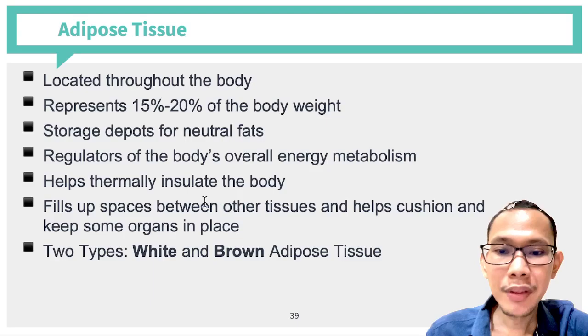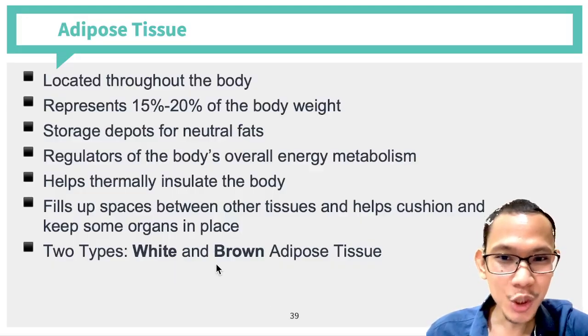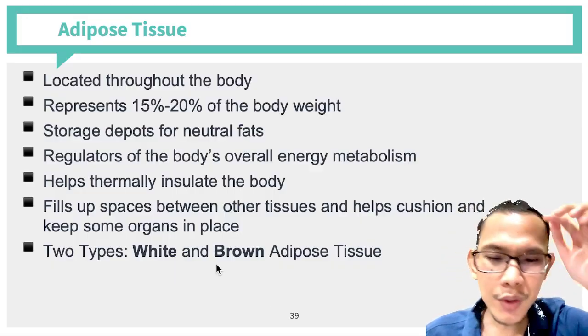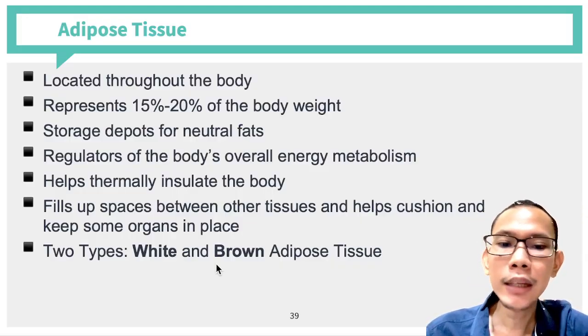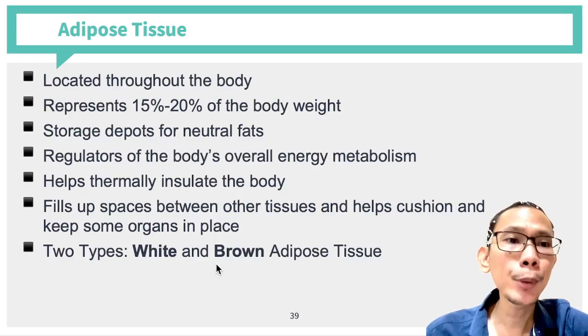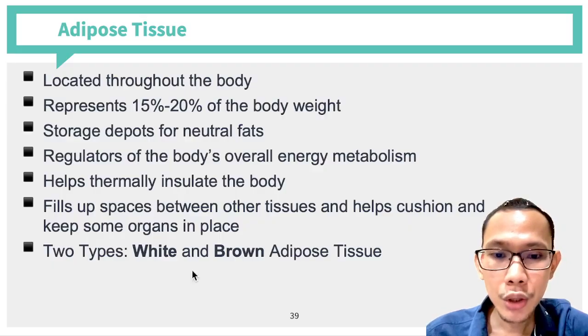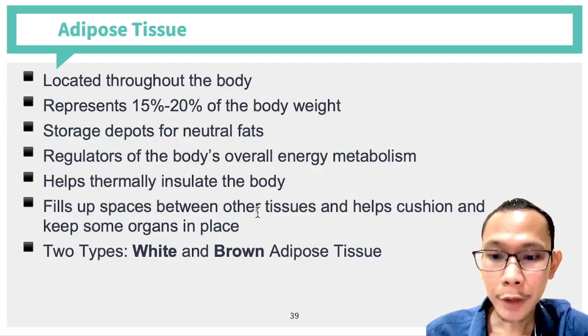Please take note that we have two types of your adipose tissue. We have white and brown adipose tissue. And you might be confused. When you read other books, you can see meron pang different types ng adipose tissue. But at your level right now, ang pinaka-importante is to differentiate your white versus your brown adipose tissue. Okay?